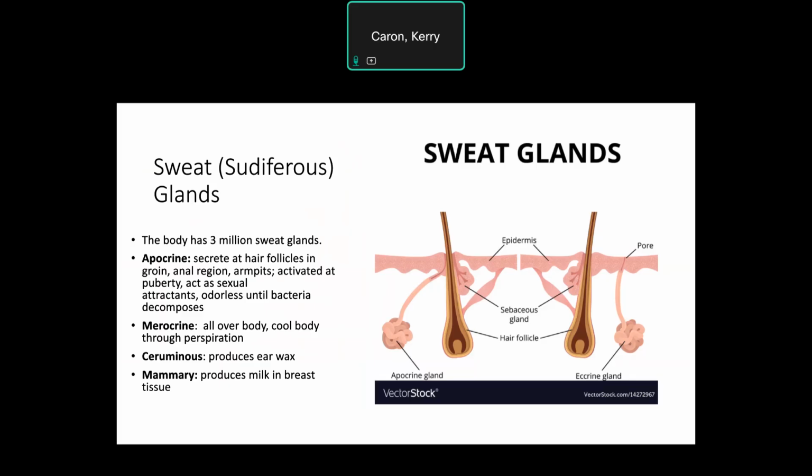Ceruminous glands produce earwax, and the technical medical term for earwax is cerumen, so that makes sense. So it's kind of a form of a sweat gland. And then we have mammary glands that produce milk in breast tissue.